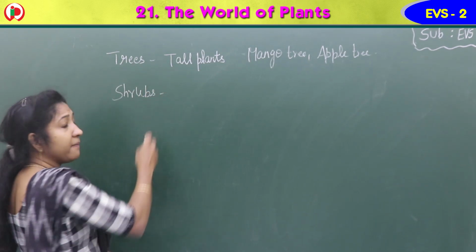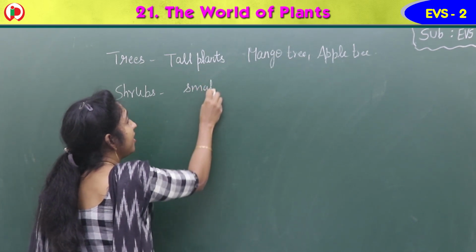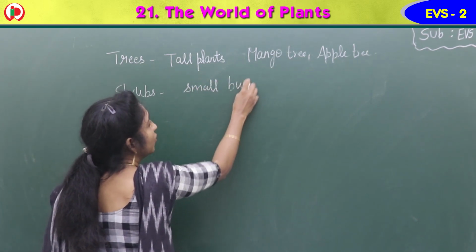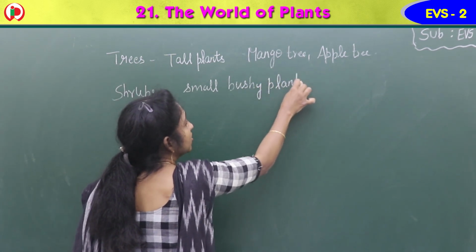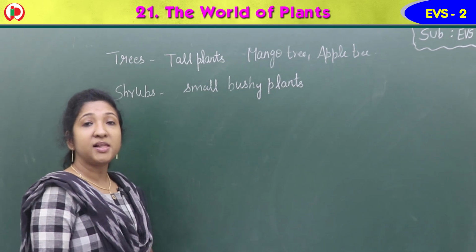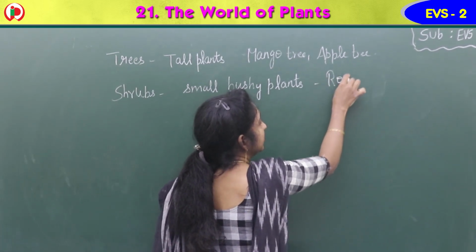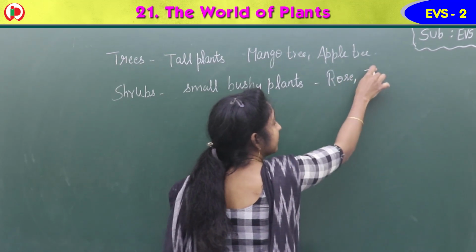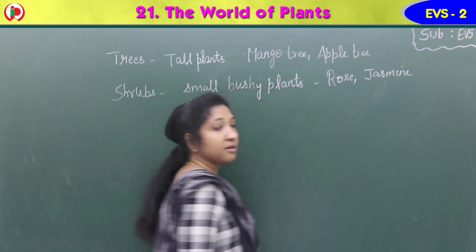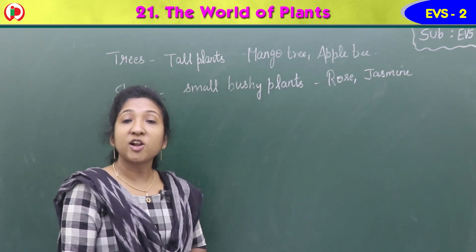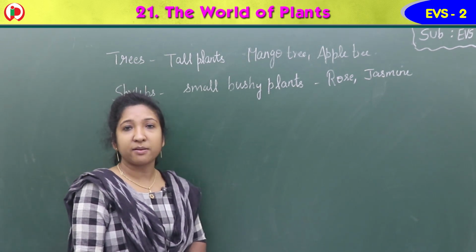S-H-R-U-B-S, shrubs. They are small, bushy plants, we say. Small, bushy, B-U-S-H-Y, small, bushy plants. They are shrubs. Example, rose, then jasmine. They are all shrubs, or hibiscus. They are all shrubs, small bushy plants. They live for few years.